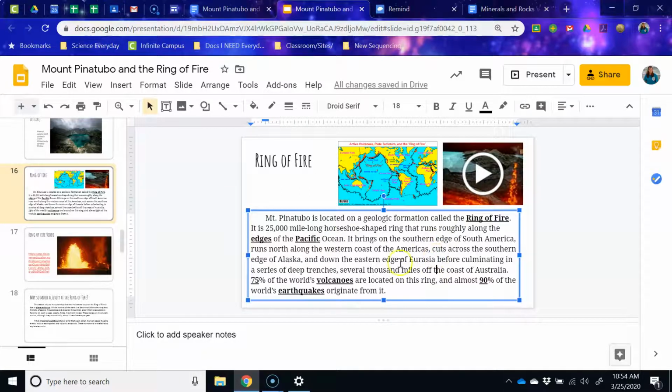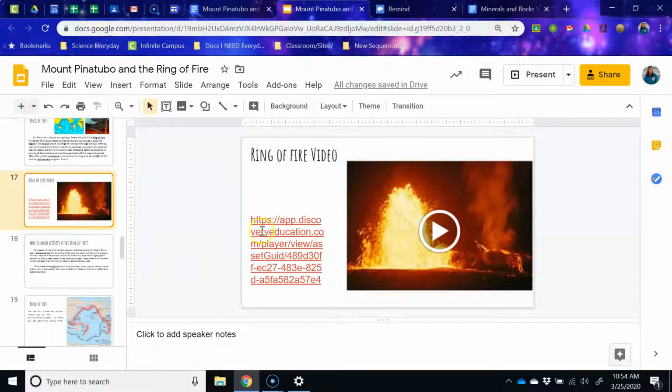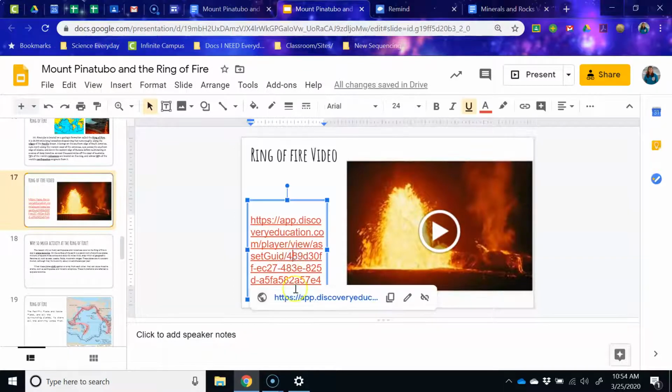So then it goes through talking about the Ring of Fire. You've got a little video here that shows you what is causing the Ring of Fire in the Pacific Ocean. You've got this picture that shows you where the Ring of Fire is, and more information about it. This is Discovery Education.